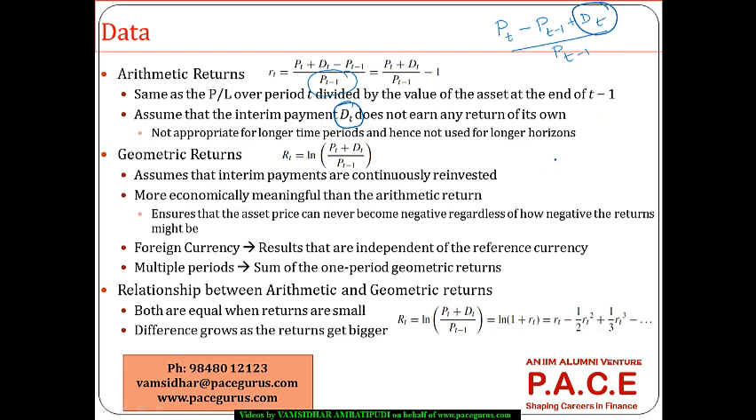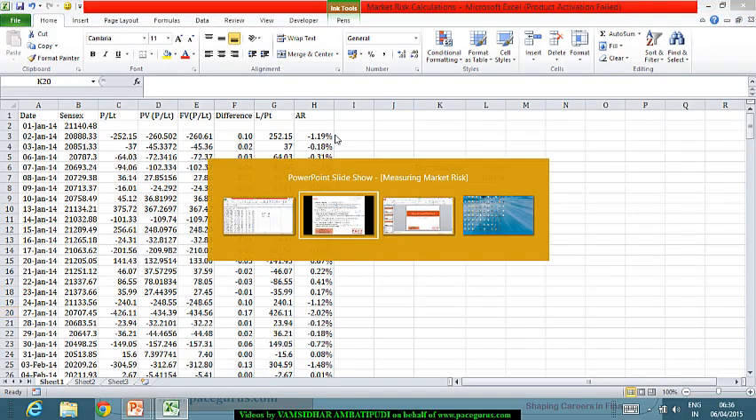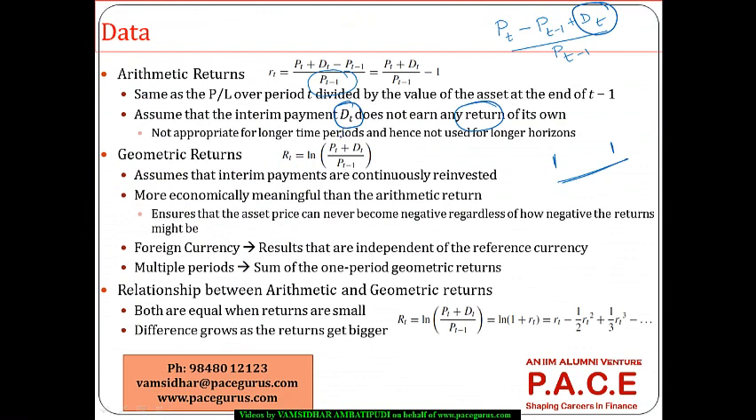But generally d may be declared anywhere between t minus 1 and t, which means it can very well earn some kind of a return. But this mechanism very clearly assumes that the interim payment dt earns no return, which means it is received only at the end of the period. And we are saying it is not at all appropriate for longer time periods, because whatever intermediate cash flows come up, we make an assumption that they are reinvested.